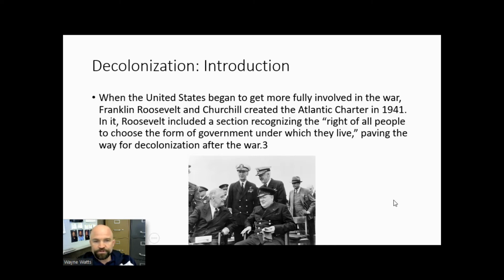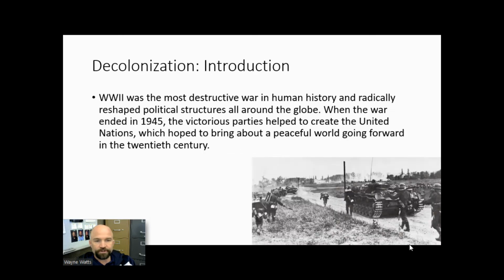In it, Roosevelt included a section recognizing the right of all people to choose the form of government under which they live. Again, one of the main ideas underlying Enlightenment philosophy from earlier in the course, paving the way for decolonization after World War II got over.